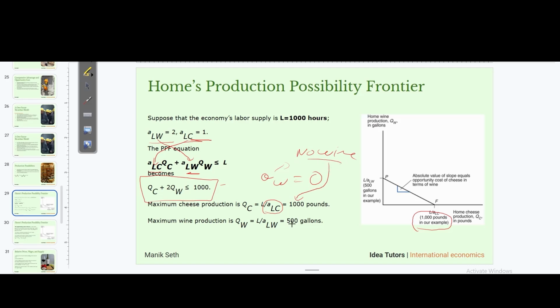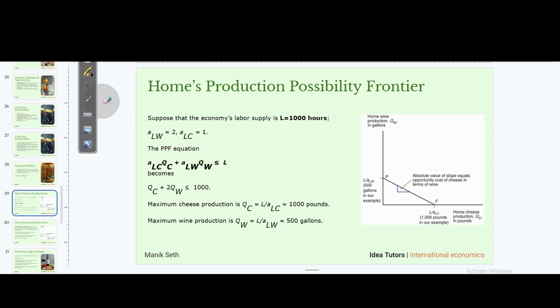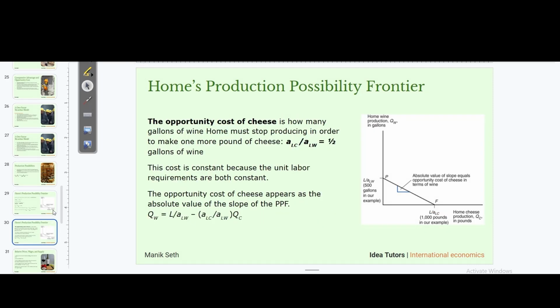So if I have 1,000 hours total, assuming I'm not producing any wine here, QW is 0. When I'm talking about the maximum cheese I can produce, I'm assuming that I'm not producing any wine. Okay, so this gives me the respective values. Then the home production possibility frontier. We have already discussed the equation for the production possibility frontier.